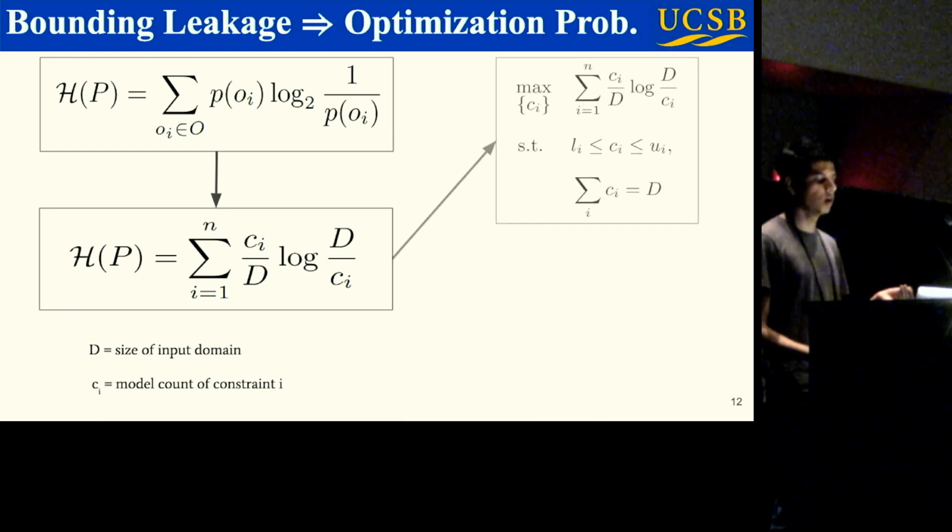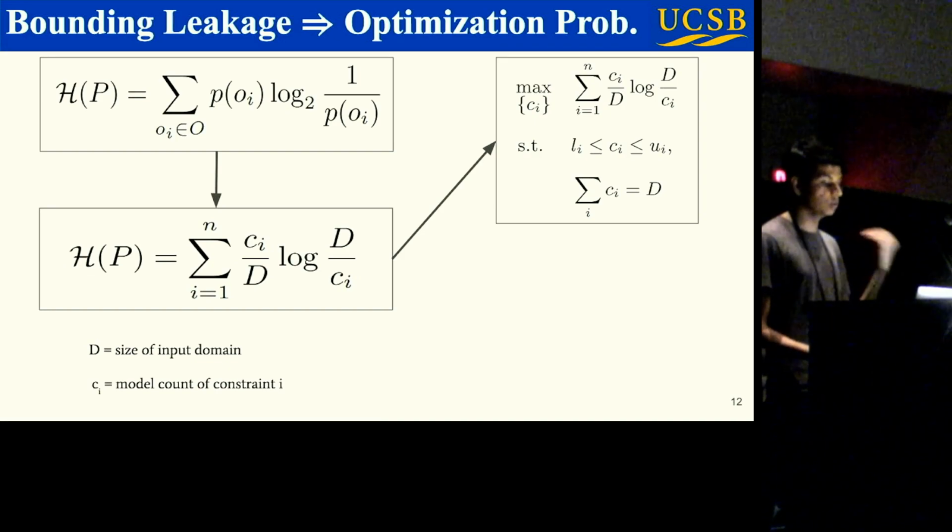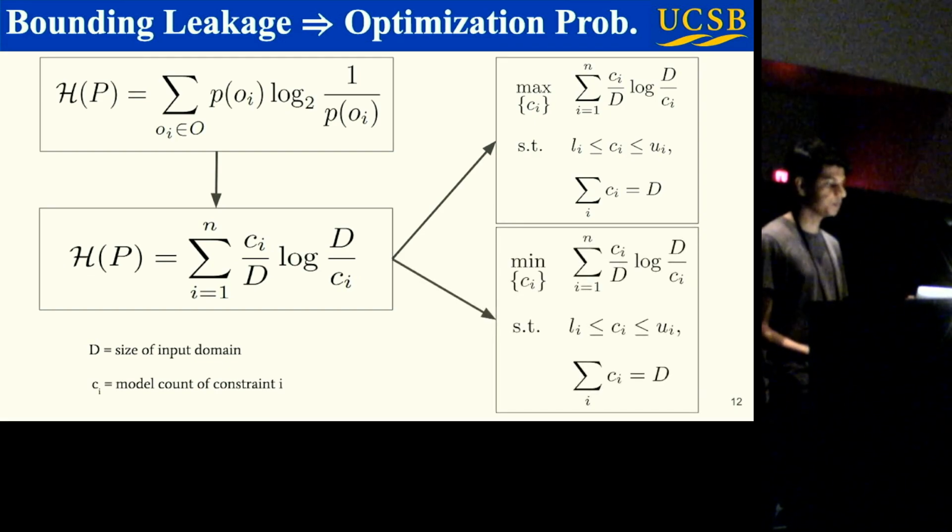And when that model count is uncertain and we want an upper bound, we can simply maximize over all possible instantiations of the model counts. We maximize the Shannon entropy, where each count is between the lower and upper bound given by the model counter, and the sum of the model counts is equal to the domain size. To get a lower bound, we do the same thing, except we minimize.